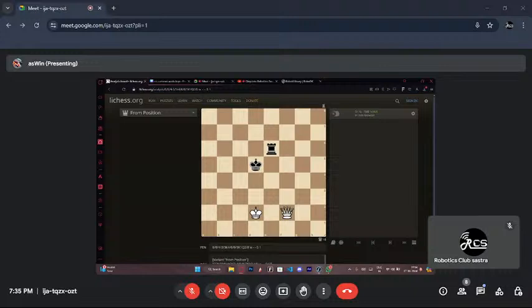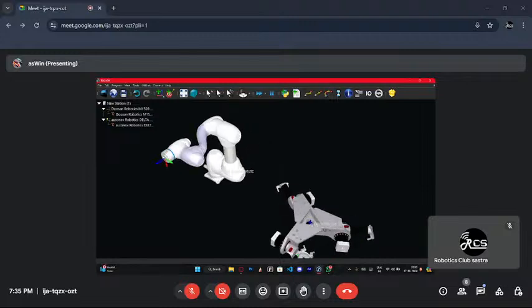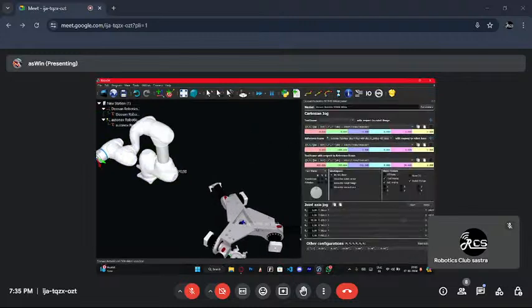Let's come to this simulation here. This on the left is the serially manipulated robot, and the one on the right is the parallel manipulator. So the degrees of freedom for this one can be seen here.